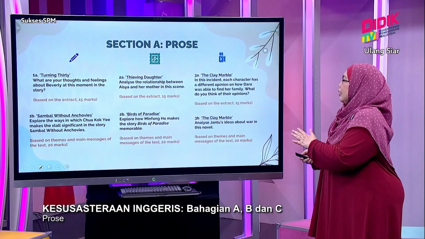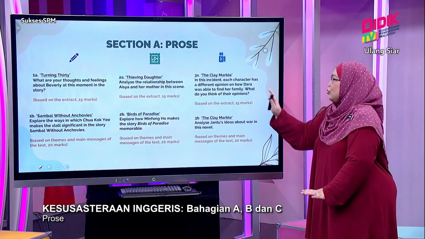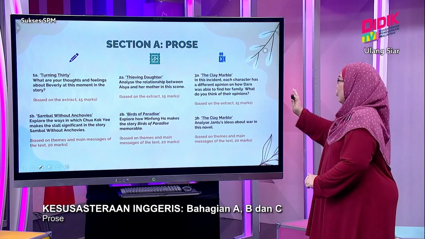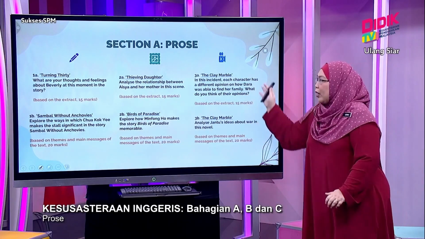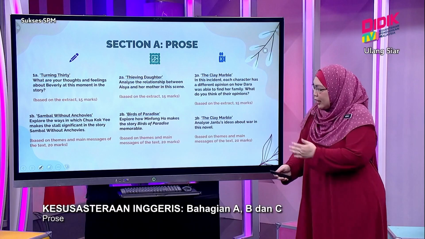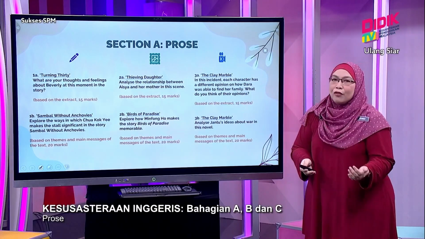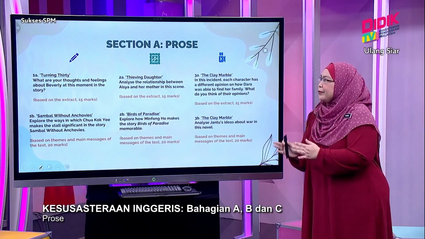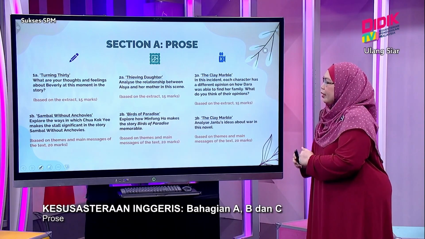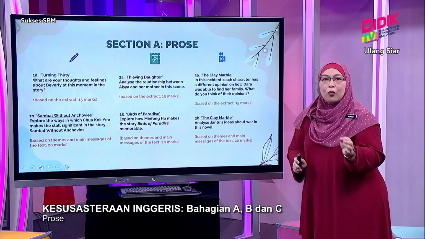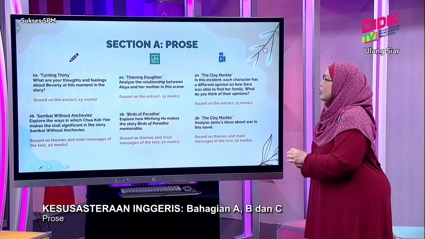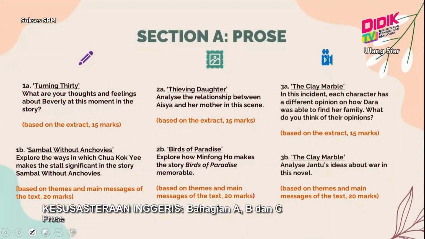So candidates would have decided whether to do the 6 short stories or one of the 2 novels. And what I have here is an A question and a B question based on Min Fong Ho's The Claimable. Okay, take a look at the questions. Based on turning 30, 1A. What are your thoughts and feelings about Beverly at this moment in the story? Analyze the relationship between Aisha and her mother in this scene. That's the question based on thieving daughter.